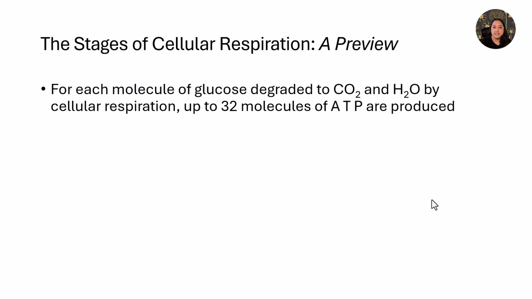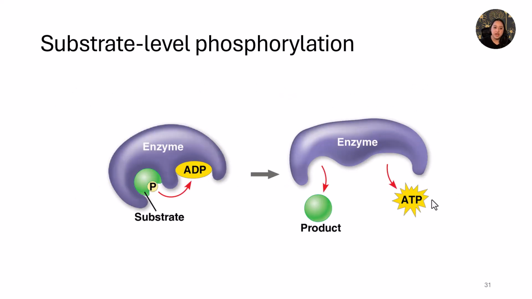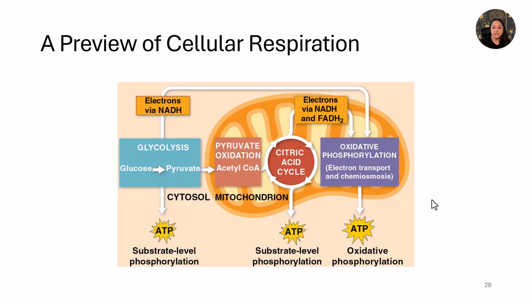This is kind of saying the same thing. For each molecule of glucose that ends up getting shuffled around and remade into carbon dioxide and water, you can make up to 32 molecules of ATP. And so that is a preview of cellular respiration. In the next lecture, part 2, we will get more into the detail of how this works.